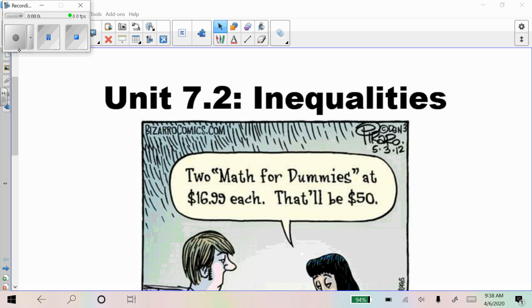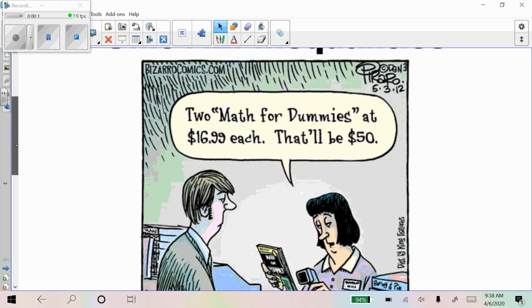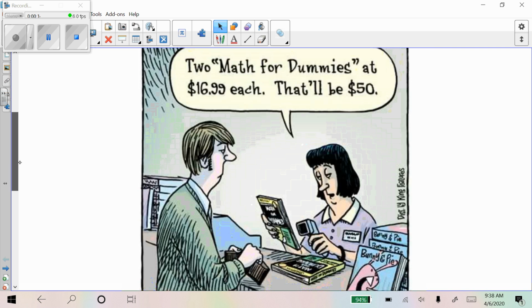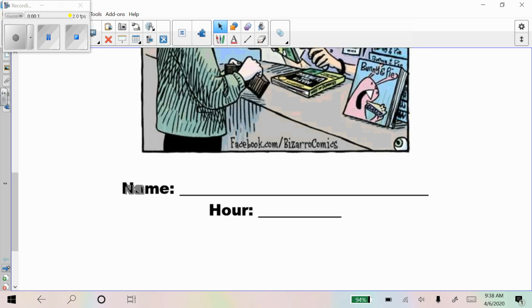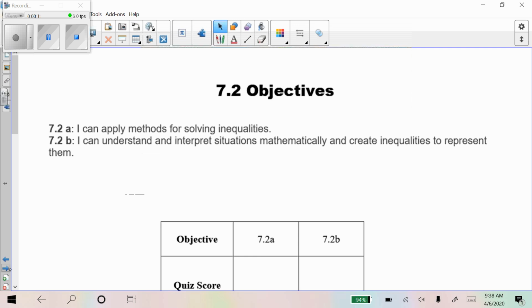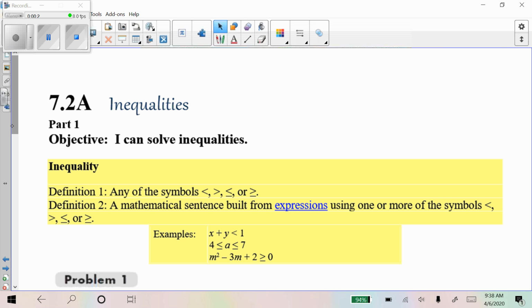We are going to start our lessons on 7.2 right now. This first lesson is 7.2a, Inequalities. You should find this page in your notes.